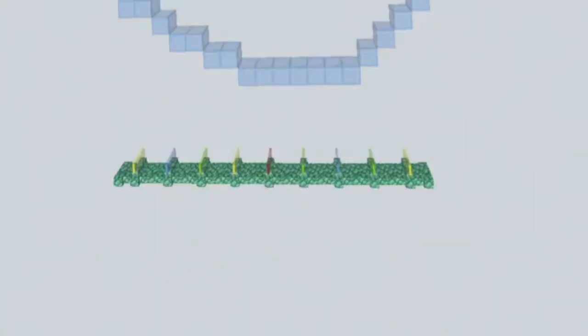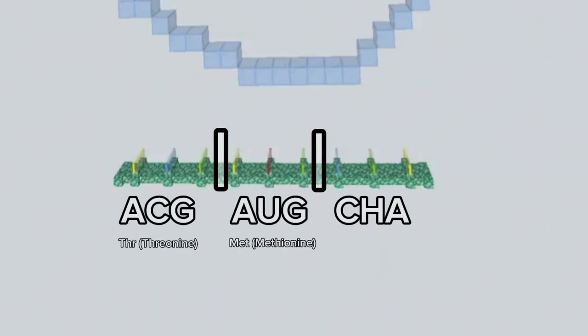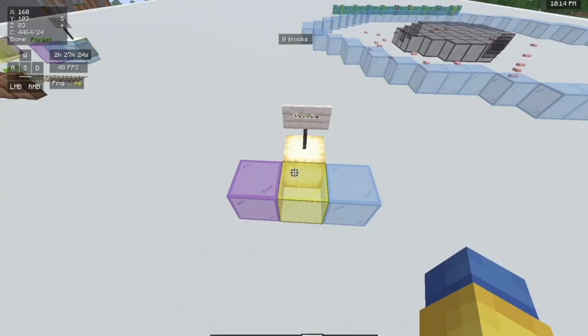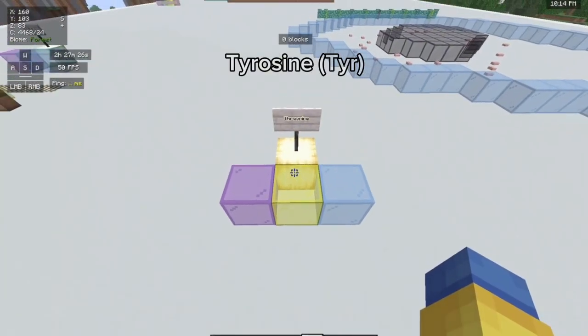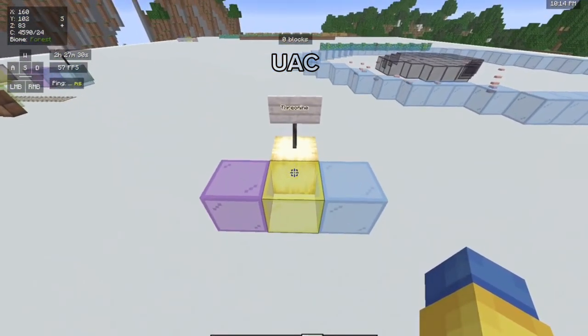Both DNA and mRNA have codons. Each codon codes for an amino acid, as there are 20 amino acids. So in this mRNA there is Met and Arg. This individual one is tyrosine, which you can see is U, A, and C.